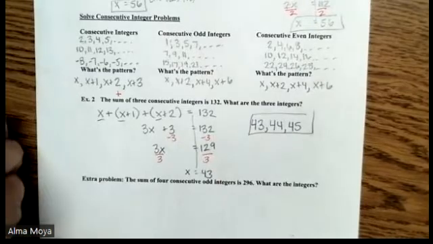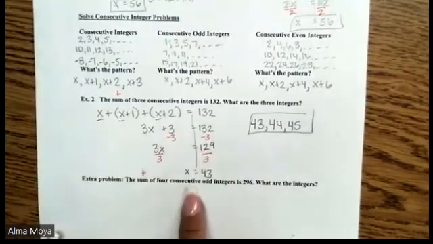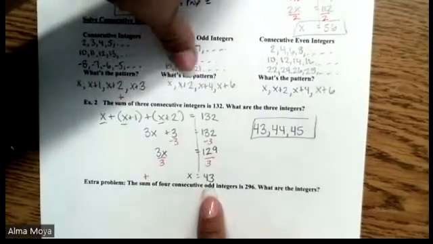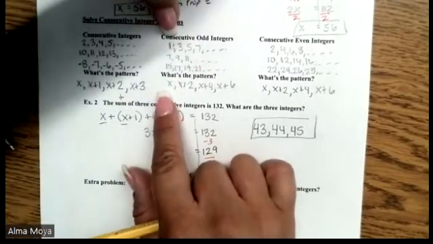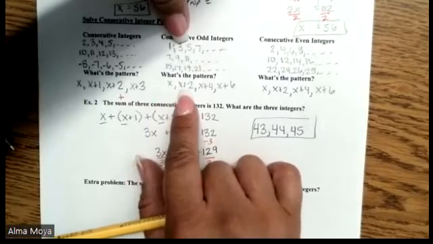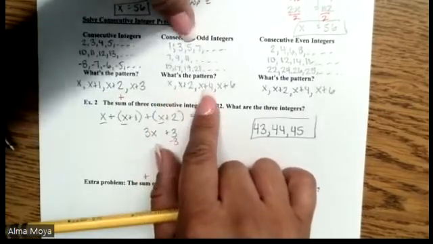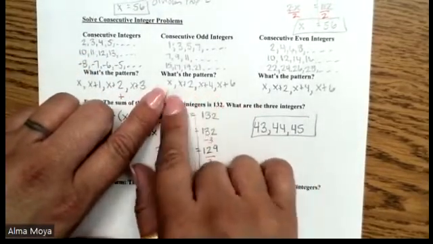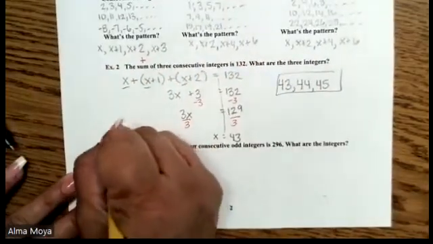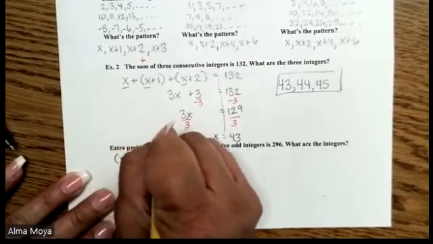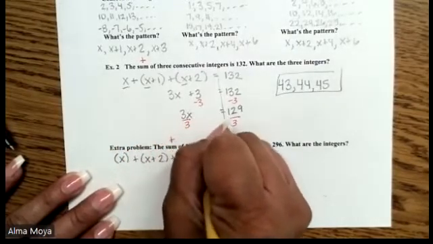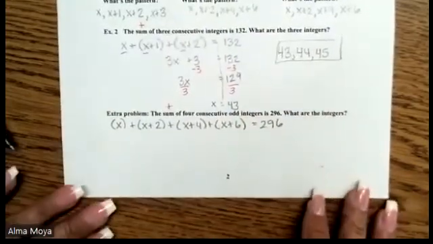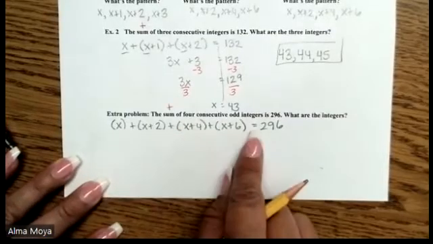Let's do this extra problem. The sum of 4 consecutive odd integers. So we have odd here. On odd, pay attention to the pattern, okay? Because remember, if this was x, how do you go from 1 to 3? Well, they added 2. How do you go from 1 to 5? They added 4. So right here, it says the sum of 4 consecutive odds. So here's 1, 2, 3, 4. So these are the pattern right there. So it's going to be x plus x plus 2 plus x plus 4 plus x plus 6 is 296. That's 1, 2, 3, 4 numbers right there.